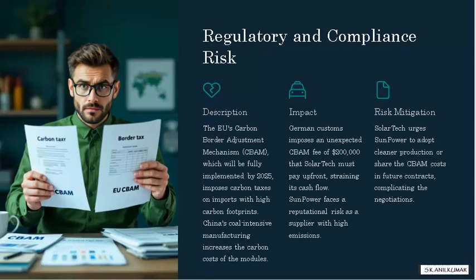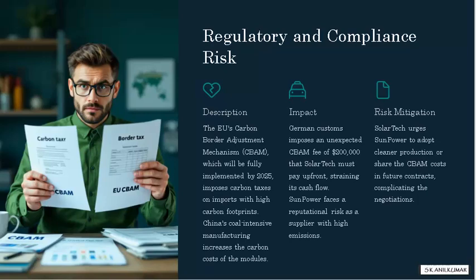SunPower faces reputational risk as a high-emission supplier. SolarTech is facing an additional cost risk because of this import. The mitigation is that one has to adopt cleaner production methods and then share the CBAM cost 50-50 in future contracts. That is one way of handling this compliance and regulatory risk.